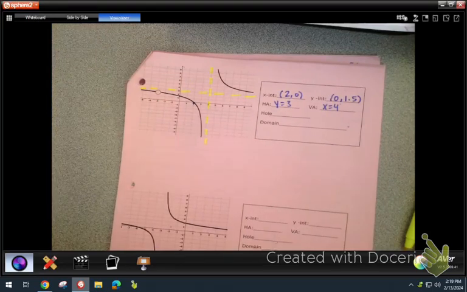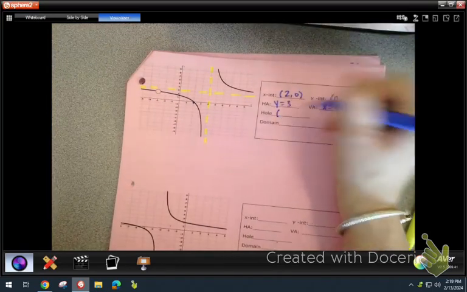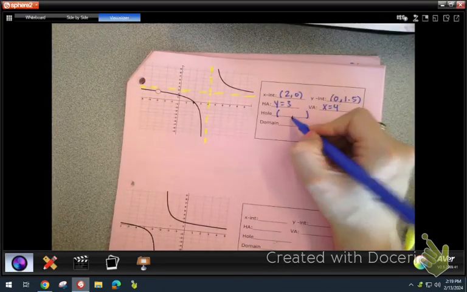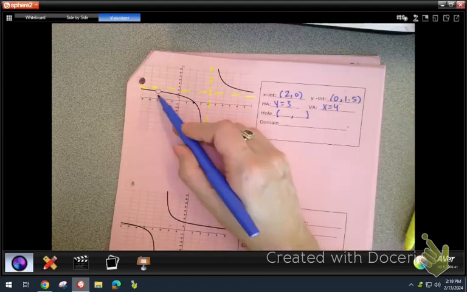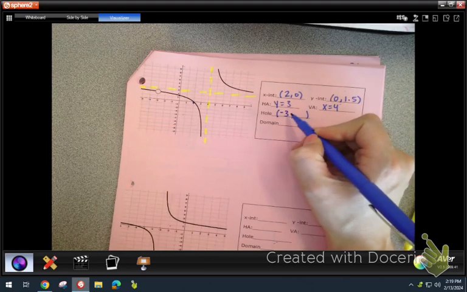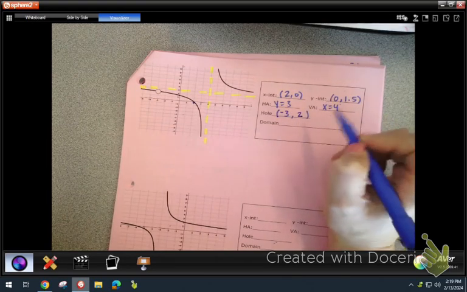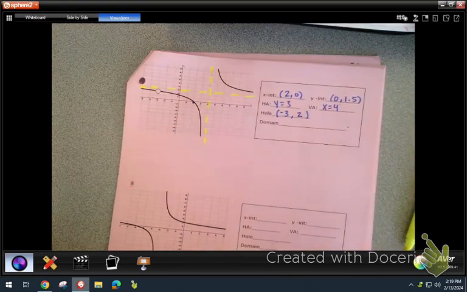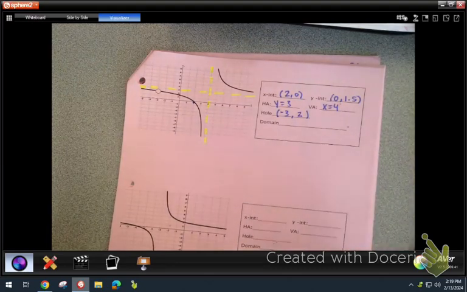And then is there a hole in the graph? Yeah, that's really large, but it's an ordered pair. And that's happening at -3 as the x value, and 2 is the y value. And again, on some of these, you're going to have to do your best to guesstimate them. And then you can go from there.